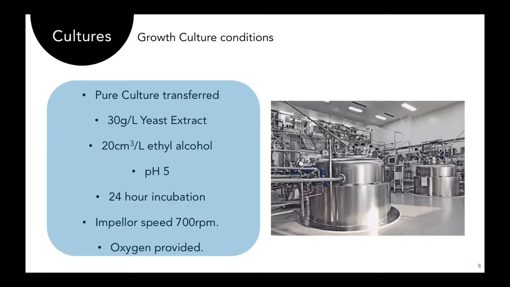For biomass proliferation, pure culture is transferred to a liquid medium containing 30 grams per litre yeast extract and 20 cubic centimetres per litre of ethyl alcohol, and kept at a pH of 5, incubated for 24 hours at 28 degrees Celsius with an impeller speed of 700 rpm.